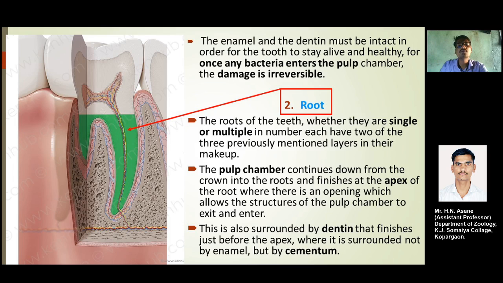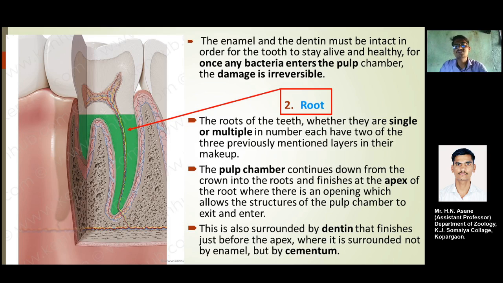Okay, the root of the teeth, whether single or multiple in number, as I said, each has the three previously mentioned layers in its makeup. Okay, so the pulp chamber continues down from the crown into the root, and finishes at the apex of the root where there is an opening which allows the structures of the pulp chamber to exit and enter.